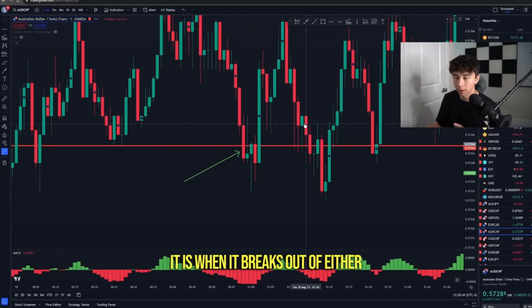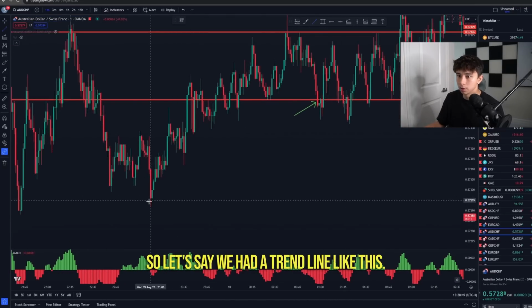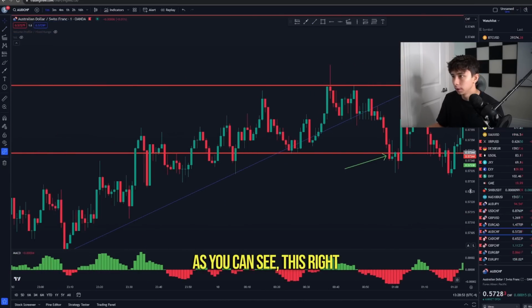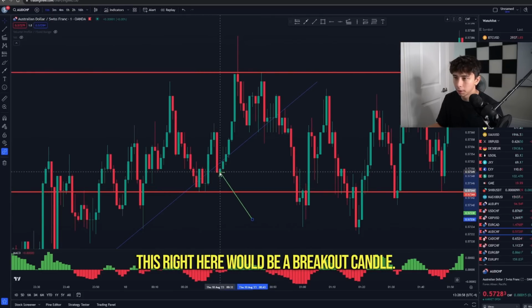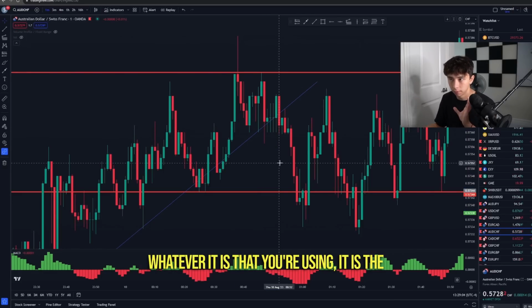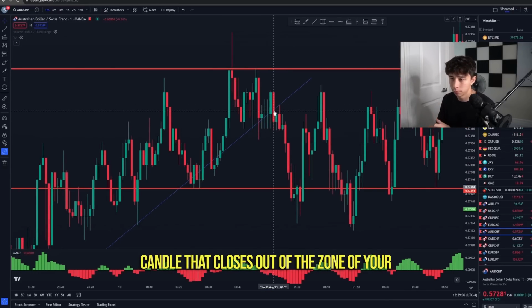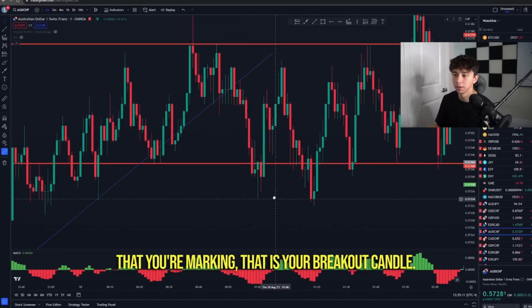It is when it breaks out of either your line, out of your trend line. So let's say we had a trend line like this. As you can see, this right here would be a breakout candle. This right here would be a breakout candle. This right here would be a breakout candle. Whatever it is that you're using, it is the candle that closes out of the zone of your line, your trend line, your box, whatever it is that you're marking. That is your breakout candle.